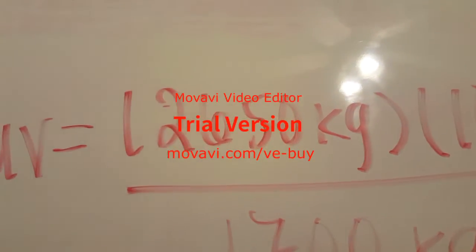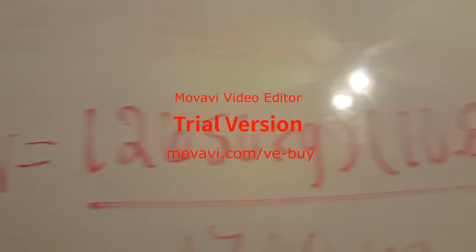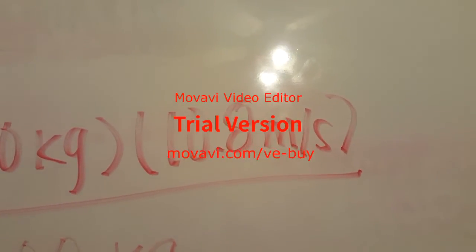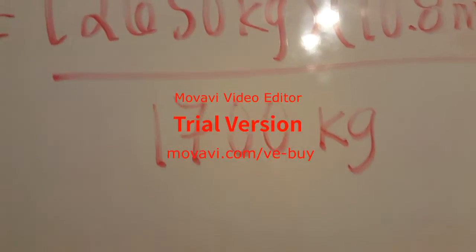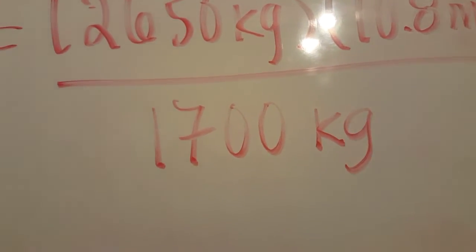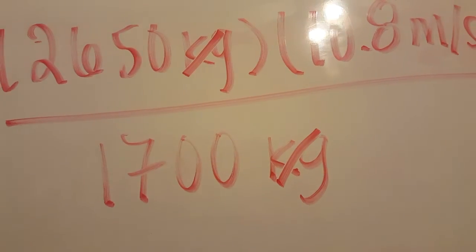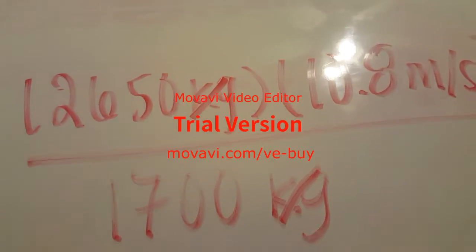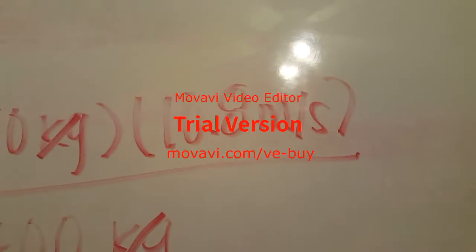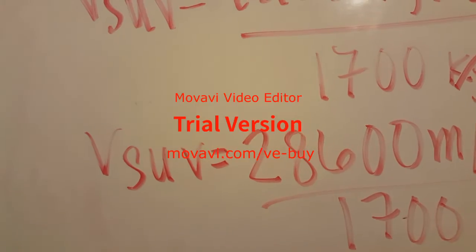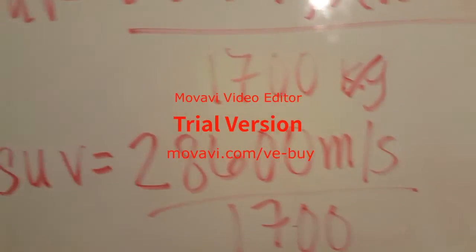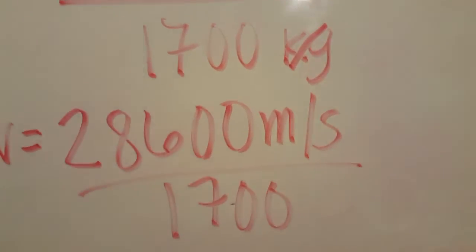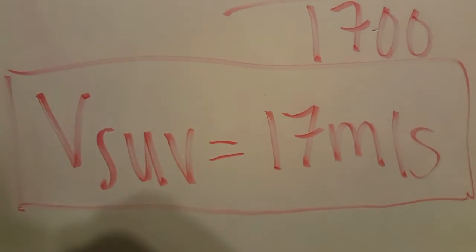That is 2,650 kilograms, which is the total mass, times 10.8 meters per second, which was the velocity at the second position, over the mass of the SUV, which is 1,700 kilograms. To know if we're on the right track, since kilograms is both on the bottom and on the top, we can cross it out, and you're only left with meters per second, which is the unit we want for velocity. We have 28,600 meters per second divided by 1,700. We have the velocity of the SUV at position 1, or its initial velocity before colliding with the car, at 17 meters per second.